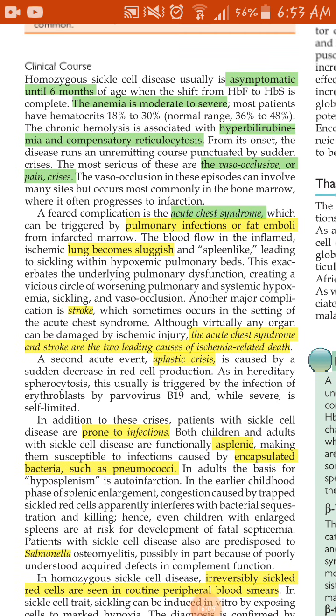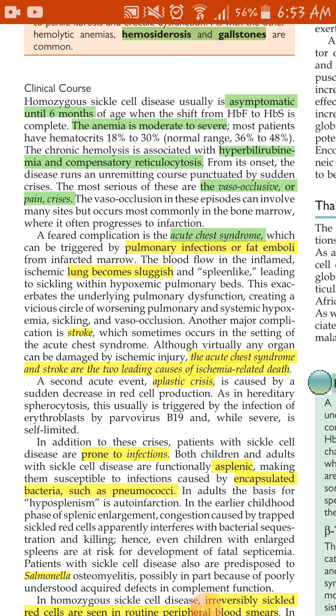Okay, now what are the clinical features of a person who is suffering from sickle cell anemia? If a person is suffering from homozygous sickle cell disease, then the person will remain asymptomatic for about 6 months, because this is the time when hemoglobin F is present and it is not replaced by hemoglobin S. So signs and symptoms will appear after 6 months of age.